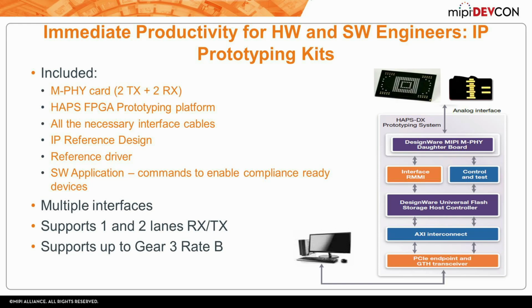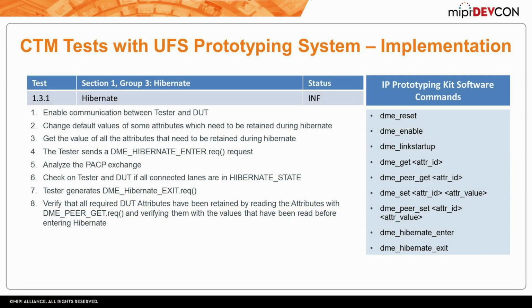The prototyping kit can come in multiple interfaces, like PCI to connect to a computer, like in this image here. It can come with an AXI interface to connect to an ARC platform. It can come with a PCI interface to connect to a computer that uses a virtualizer that enables you to emulate an ARC or ARM processor, and it can go up to Gear 3 Rate B, and it supports 1 or 2 lanes, RX and TX. So let's look into how this can help you perform the test that we just looked into, and get your memories ready for compliance.